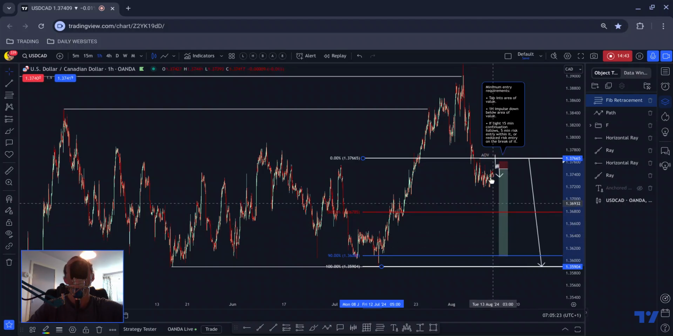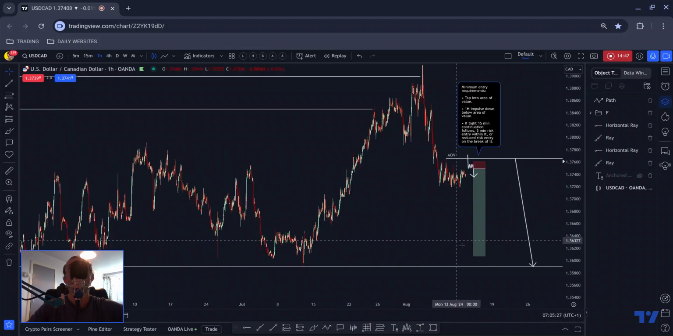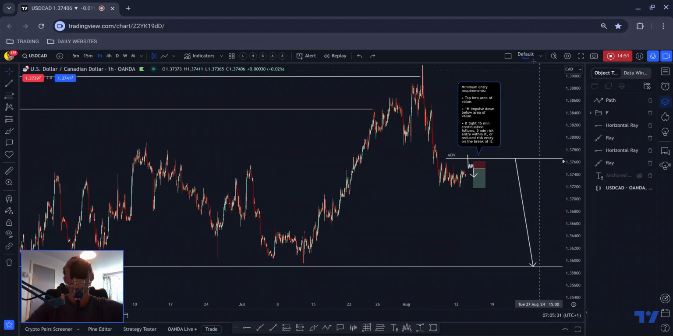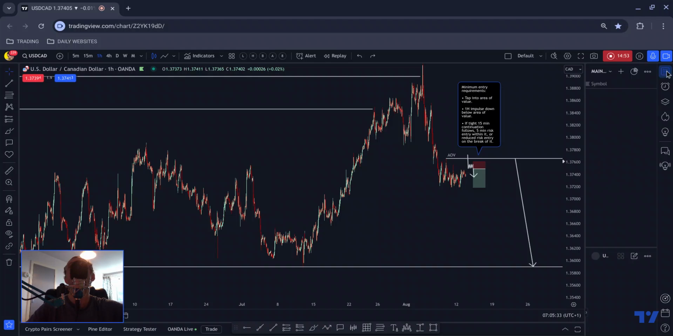So I'd set a take profit there, trail my stop loss accordingly, and that is dollar CAD. We're just over 5 minutes to go.